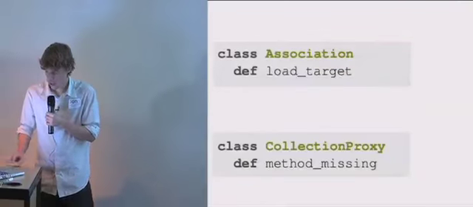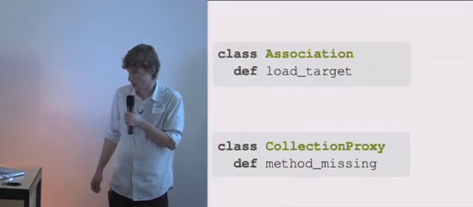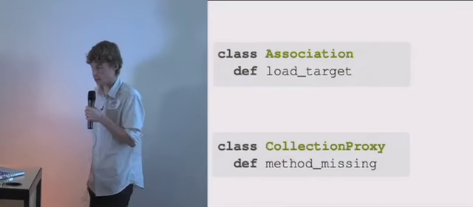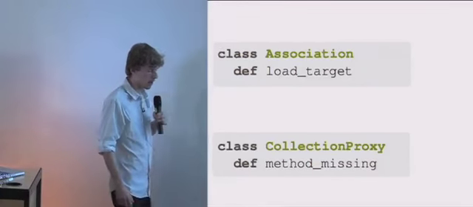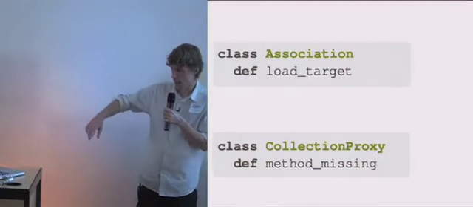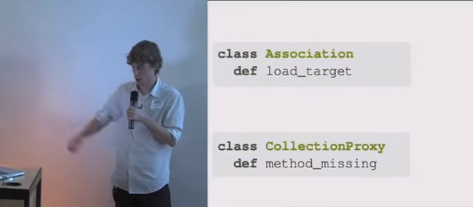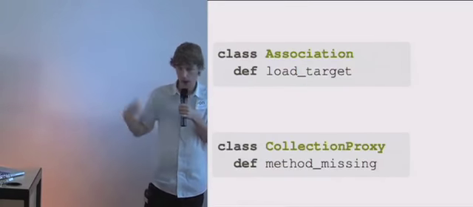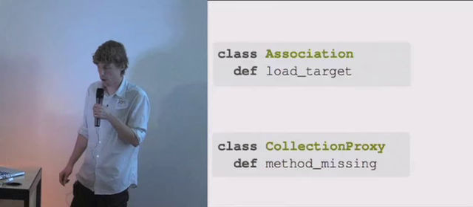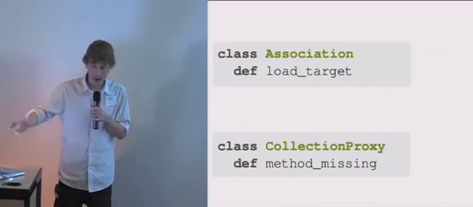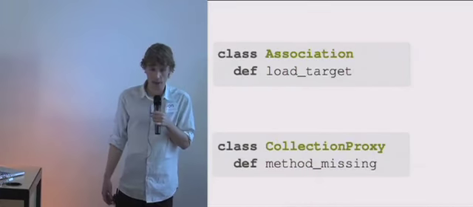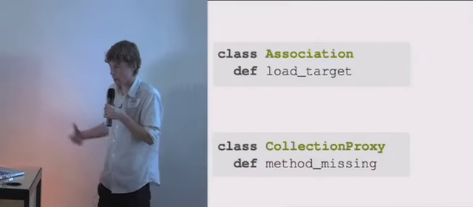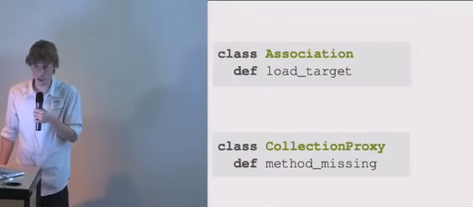And so what I did is simply split it up into two parts. One is a very small object, the collection proxy object, which has the method missing. And if it hits method missing, then it has a reference to the association object, which is the other object, which knows about how to load the records from the database. But if I made a typo inside that load target method now, then there isn't a method missing definition to catch that typo, and so I wouldn't end up with this infinite recursion.